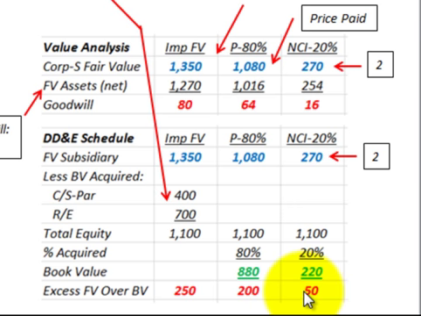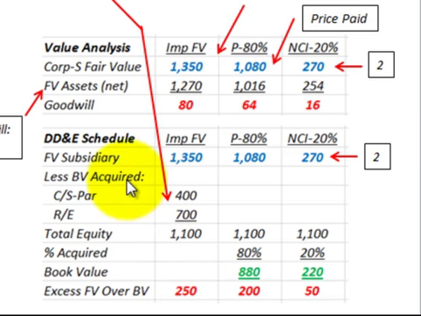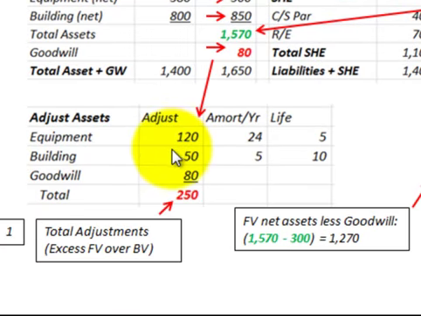So we've calculated here our excess of the fair value over the book value, both on our distribution schedule here as well as on our asset adjustment that we have to make here for our total asset adjustments.